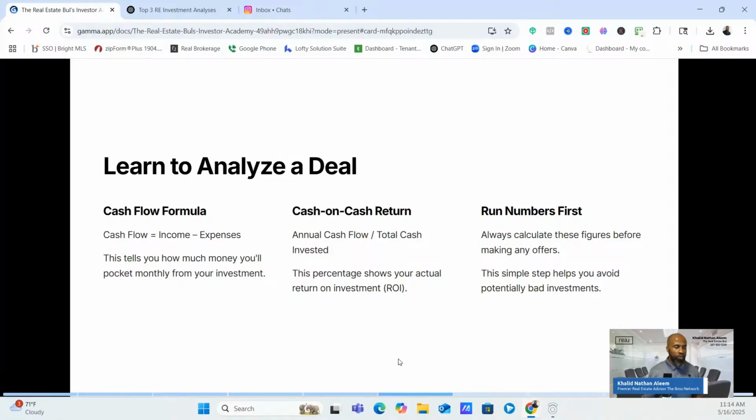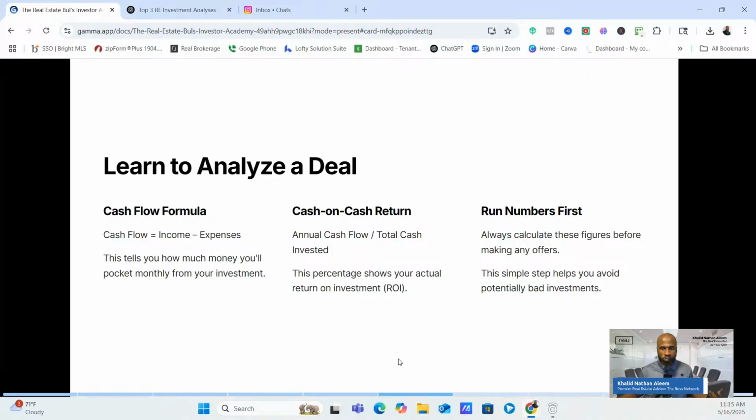So let's talk about the cash flow formula, and I'm going to give you guys examples of this, so stay tuned. You have the cash flow, which is what? You're taking your income minus your expenses, and this tells you how much money you'll pocket monthly from your investment.